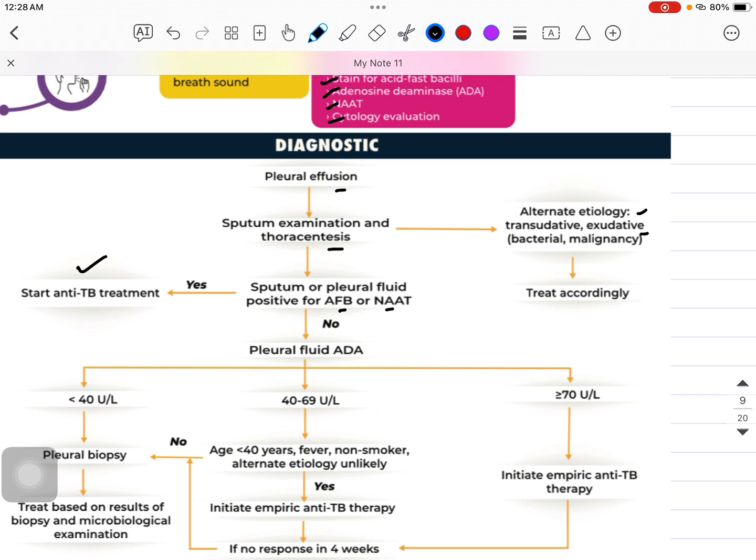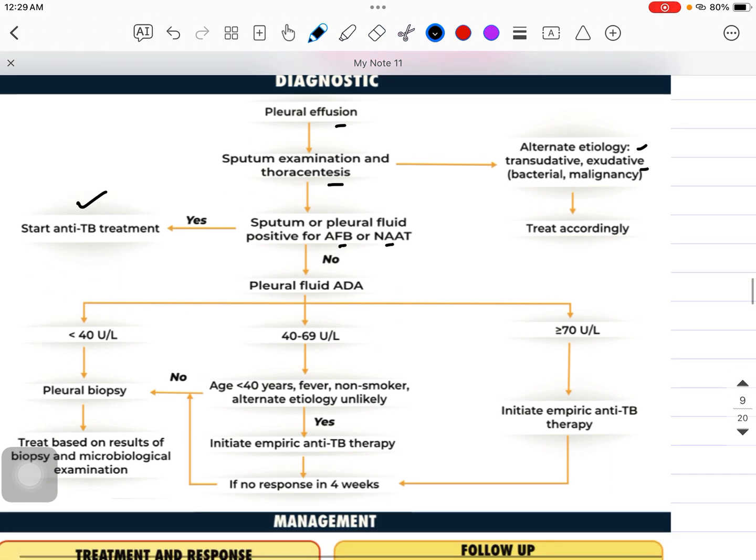But if it is negative, then you will go for the ADA. So first of all, you check the pleural effusion, you do the thoracentesis. After the thoracentesis, you will be sending the pleural fluid for AFB, NAT, along with other things: cell count, protein, LDH, all those things. Then if the sputum or pleural fluid AFB or NAT is positive, straight away go with the anti-tubercular treatment drugs. Straight away you can start. If it is not, then you can go with the ADA. So ADA levels will be checked.